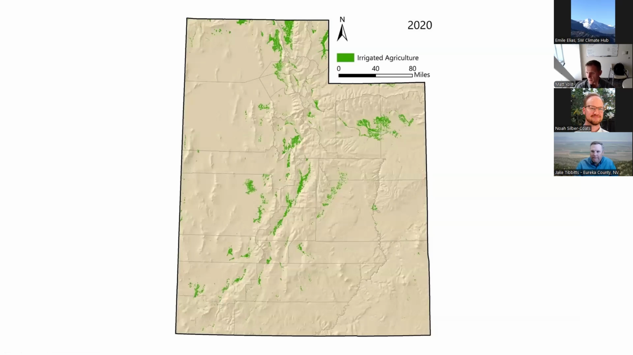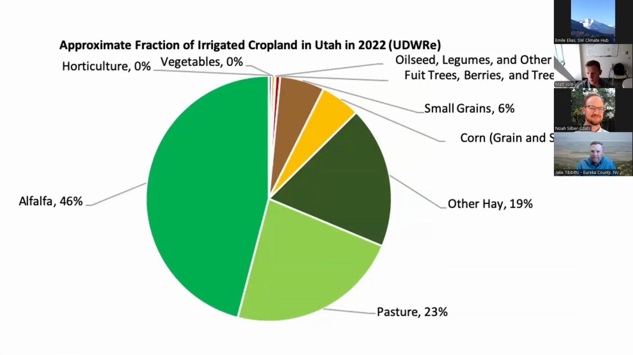Here, this just shows where we irrigate in Utah. We irrigate a little over 1 million acres, about 1.2 million acres of land. Most of that is in the valleys, the mountainous valleys, where we have the most fertile soils and where we developed our irrigation system.